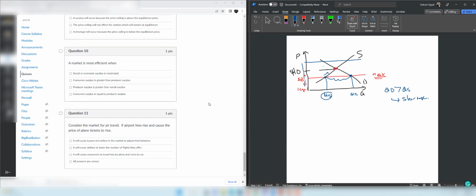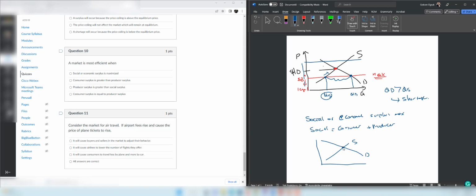Question 10. A market is most efficient when social or economic surplus is maximized. So what does that mean? That means social means consumer plus producer surplus, both of them, the sum is maximized. So let's try to understand what actually a consumer surplus and a producer surplus are.